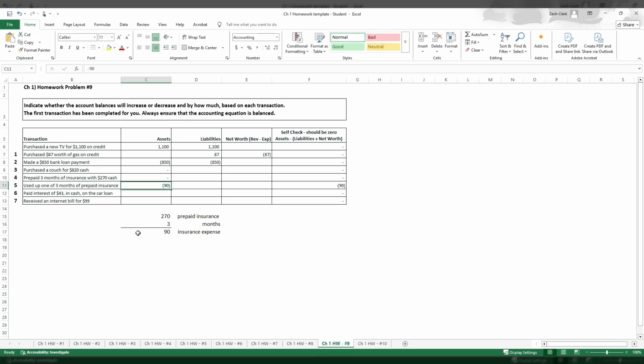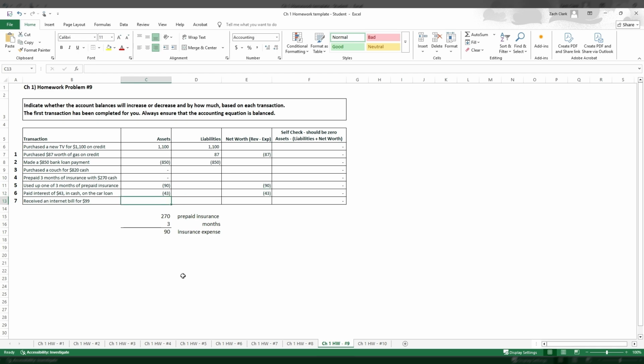So we subtract 90, and that will be an expense, which will reduce net worth. And that shows up as a negative there. And we're in balance. All right, then we paid interest of $43 in cash on a car loan. So we'll say minus 43. Again, that's an expense. Compare that to the principal payment, which was a reduction of liabilities. But interest is just an expense. It doesn't reduce the liability.